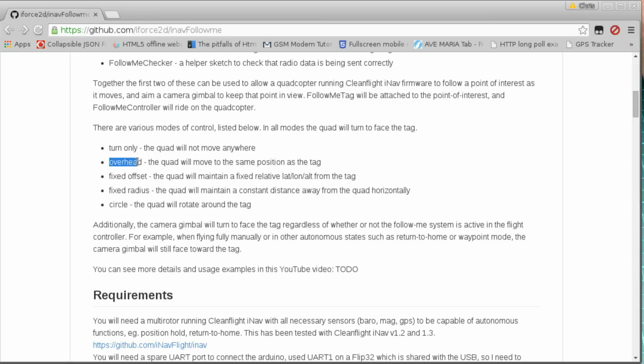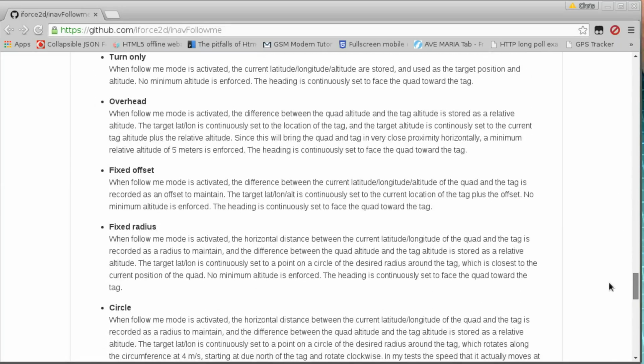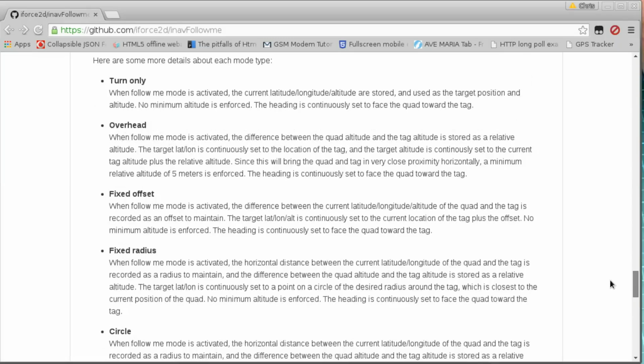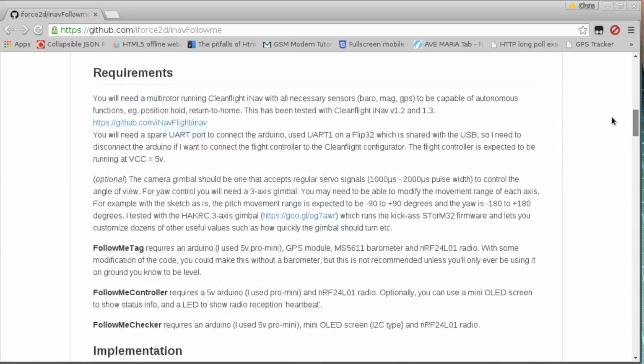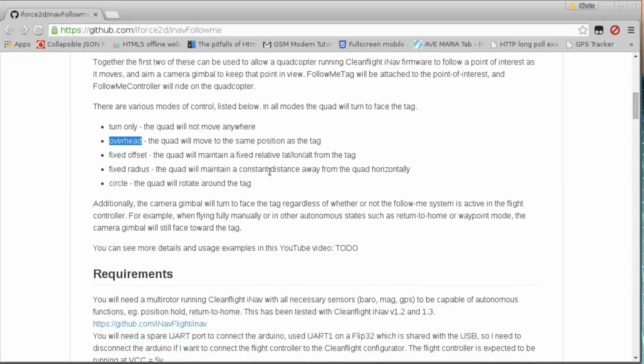Overhead, this one can be a bit scary sometimes. The quad will move to the same horizontal position as the tag, and it will have a minimum altitude enforced as well. Each one of these modes I've described in more detail down below, with more concise and full definitions of how they work. But I'll just briefly mention them here before we look at the video so that you'll see how they work in each example.